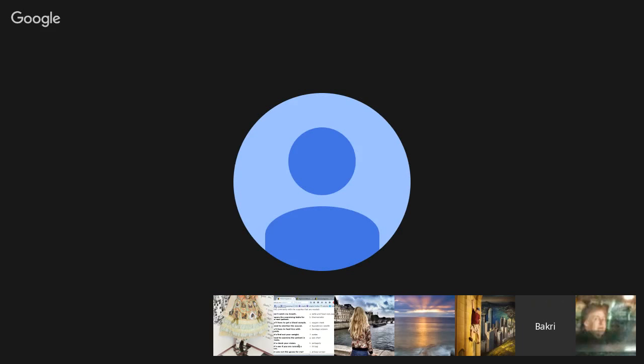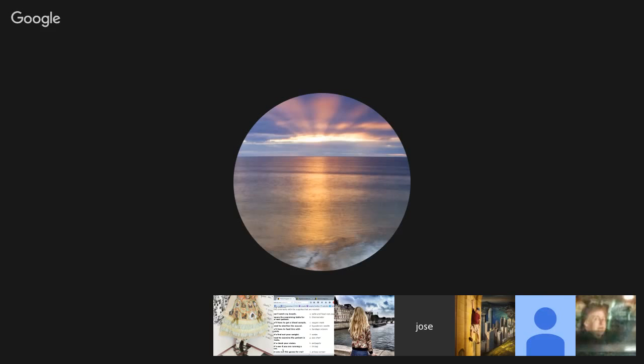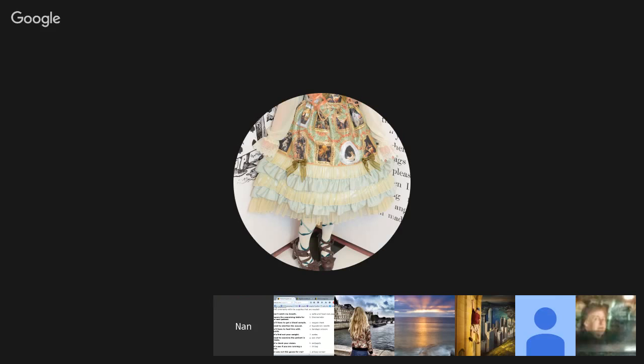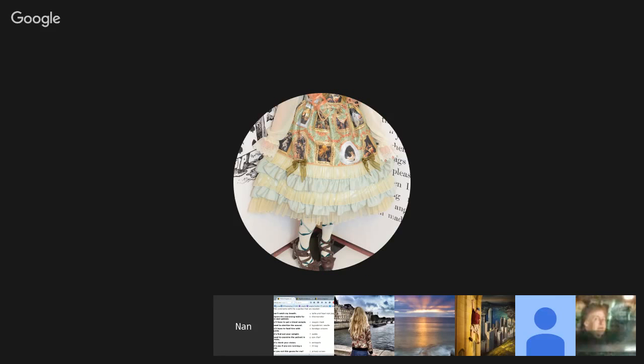And Bakri, can you try number 8? Let's check your vision. Eye chart. Very good. Nice. And Jose, can you try number 9? Let's see if you are running a fever. Letter B, thermometer. Excellent. And then the last one, Aka, can you try number 10? Can you cut this gauze for me? Bandage scissors. Yeah, very good.